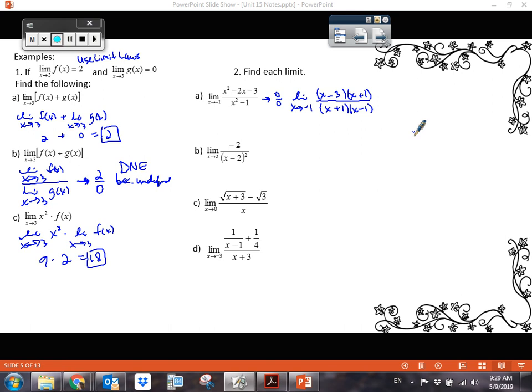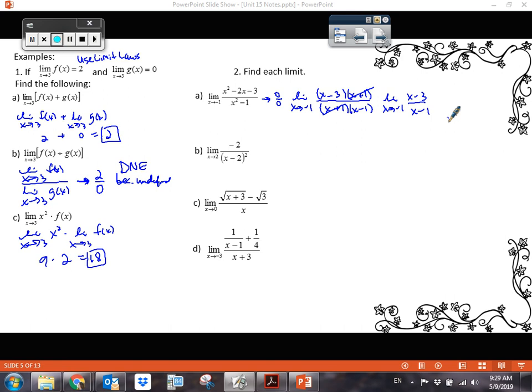So when we factored, we discovered something. We can cancel out a factor, right? So this factor cancels with this one, and that leaves me with the limit as x goes to -1 of x minus 3 over x minus 1. That's what it's left me with.